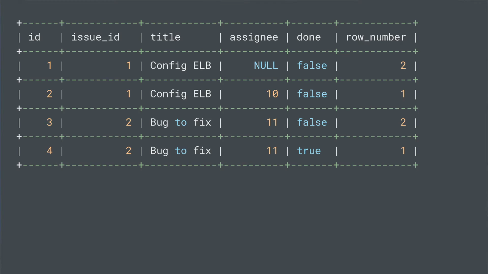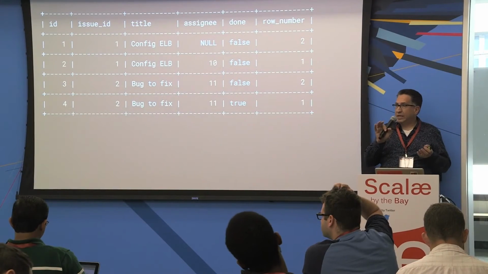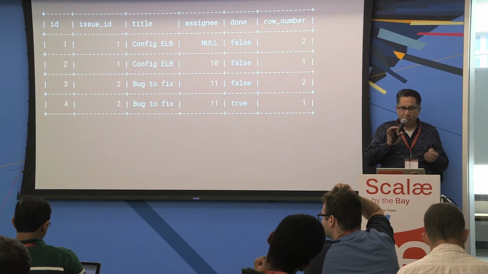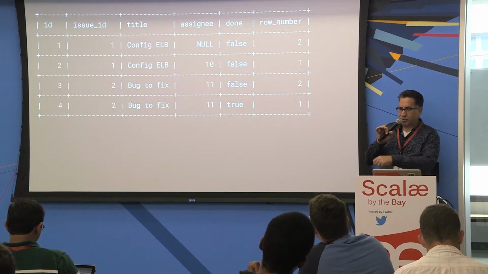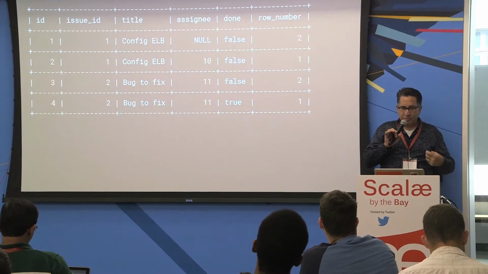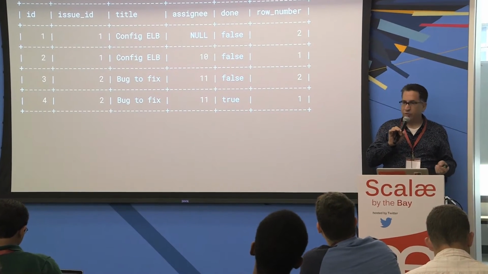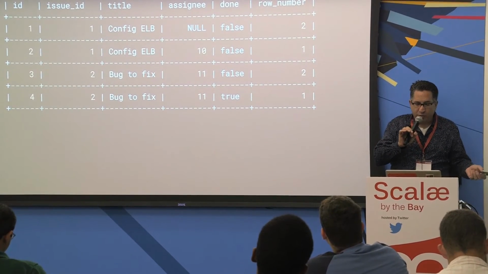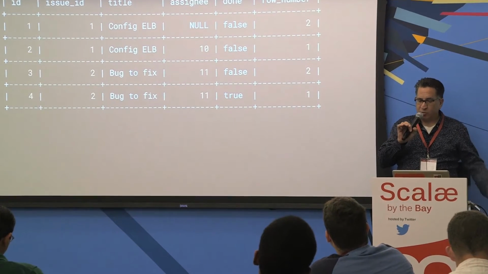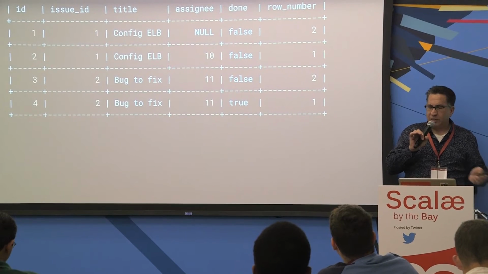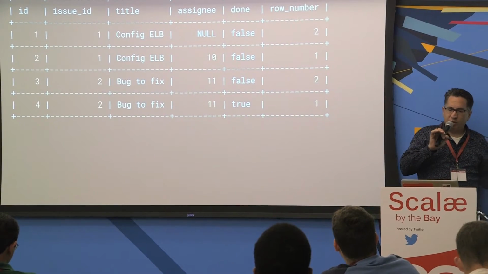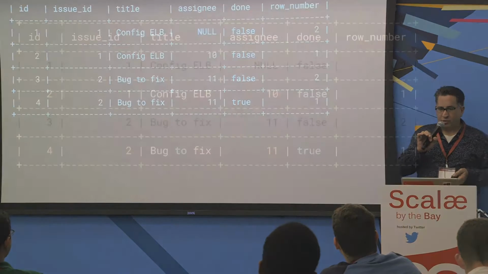When I call that function, there's now a row number. And it's saying, look, create a little window for each entity ID and order it by ID descending. So ID 2 is more recent than ID 1, so that gets the first row number. And similarly, for issue number 2, row ID 4 is greater, so that gets row number 1. So then I just say, give me row number 1 for all these, which means give me the most recent entry for each item partitioned by issue ID.